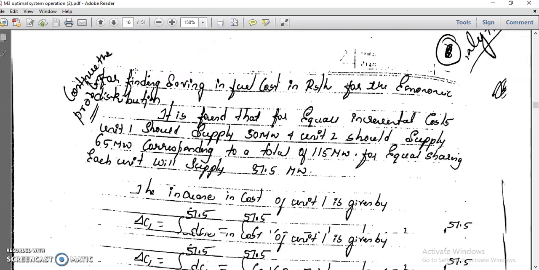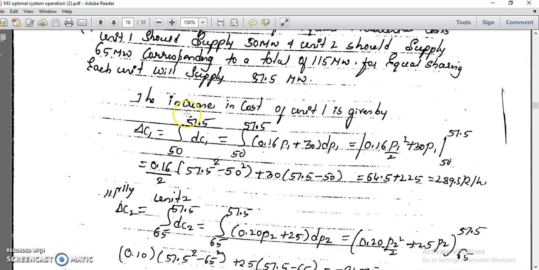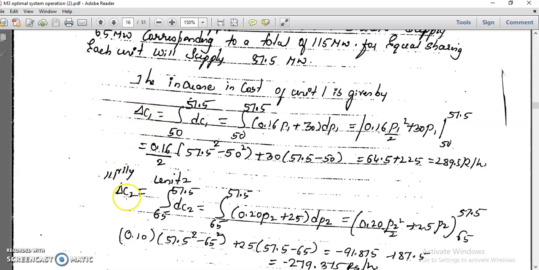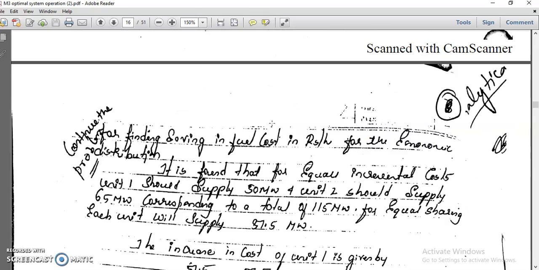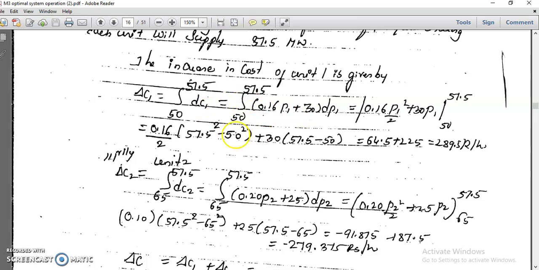Now, for the saving in fuel cost, you have to find the incremental fuel cost, delta C1 and delta C2. In the first equation take 50 with respect to 57.5, and in the other 65 with respect to 57.5. Integration has to be done on the first and second equations with respect to P1 and P2. This 57.5 we got because we divided 115 in half, equal sharing between 50 and 65. This is the table I am talking about. Do this incremental integration, substitute properly, and we get 289.5 rupees per hour.